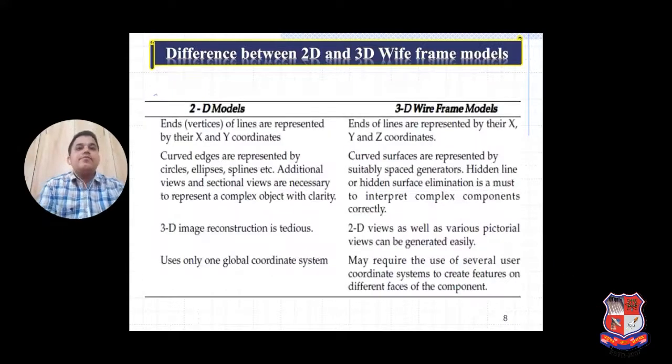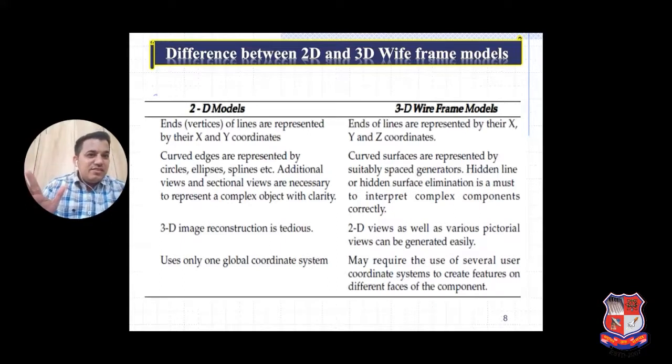Okay, next. This difference will be asked for 2 to 3 marks in the Gujarat Technological University regular CAT paper or in the viva: 2D modeling and 3D modeling of the wireframe modeling. Here the 2D model is a linear representation by the x and y coordinates. Obviously in 3D we have to consider all three coordinates x, y and z. This is simple, we already know that. Then the curved edges are represented by the circle, ellipse and splines. So these are all 2D objects.